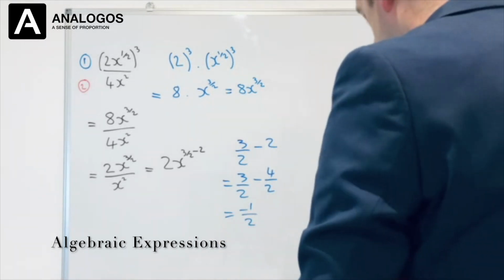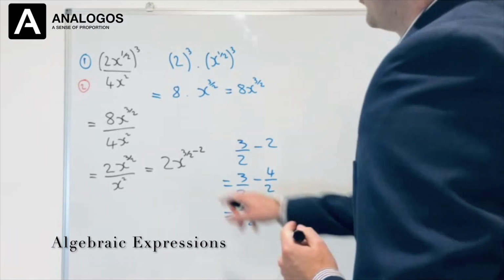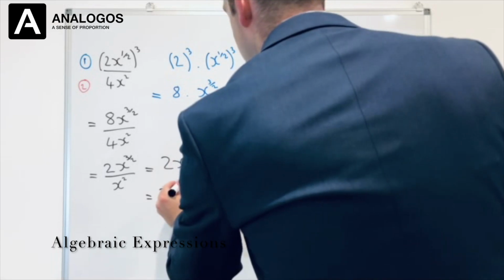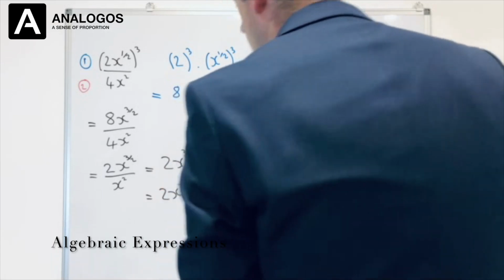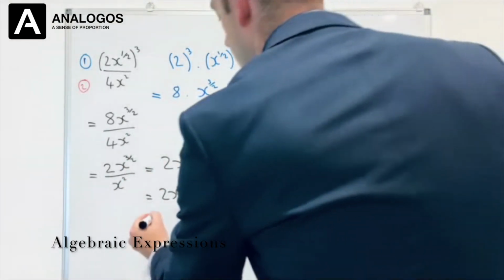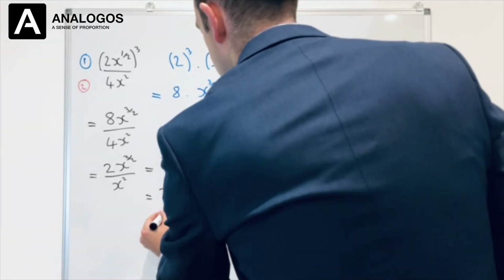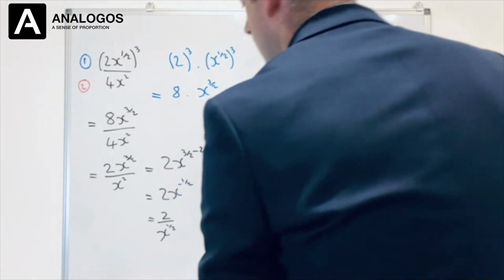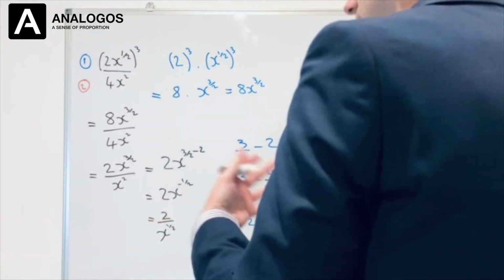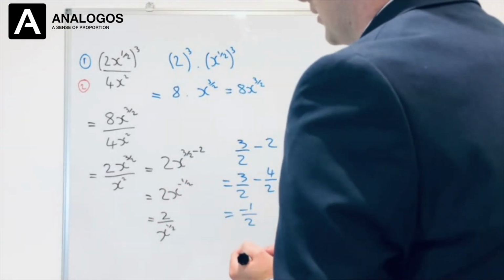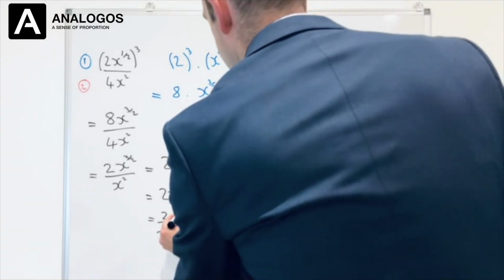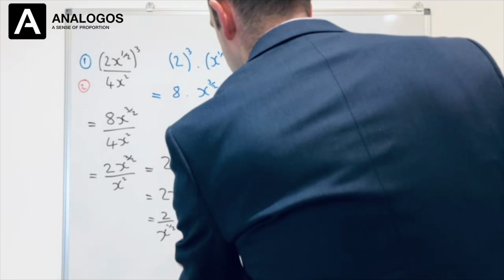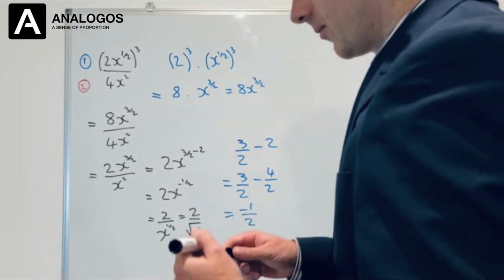Okay, so that means that your answer is going to be 2x to the power of negative 1 over 2. You don't want to leave the power negative, so you bring it to the bottom. So that leaves you with 2 over x to the power of a half. And you could leave it like that, but you should know that x to the power of a half is the same as root x, so it's 2 over root x. And that's your final answer.